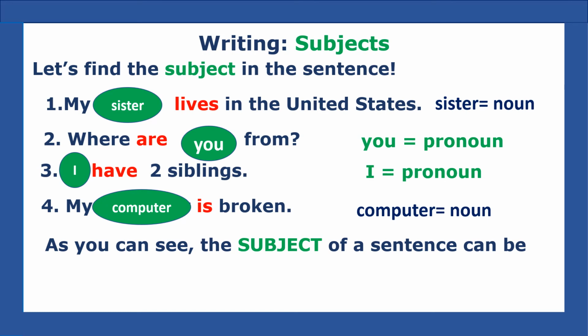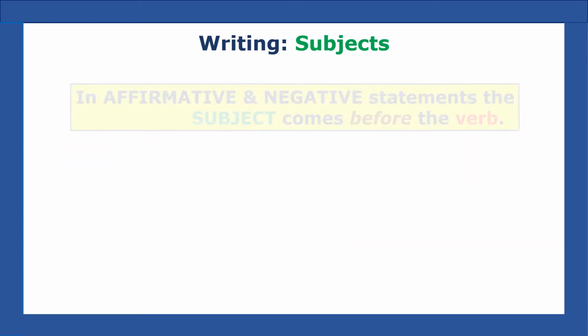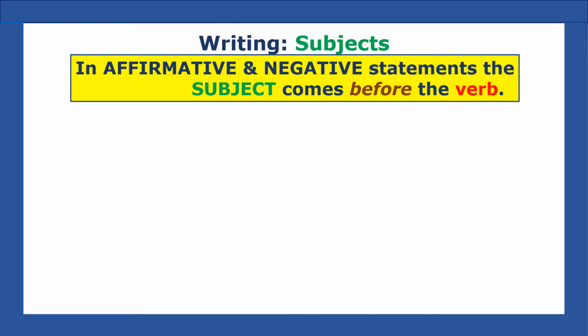As you can see, the subject of a sentence can be a noun, just like sister and computer, or a pronoun, just like you and I. In affirmative and negative statements, the subject comes before the verb.